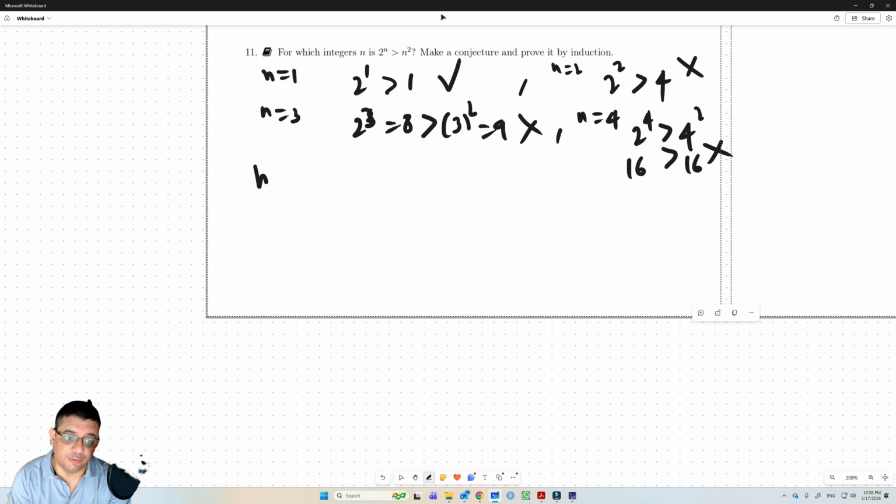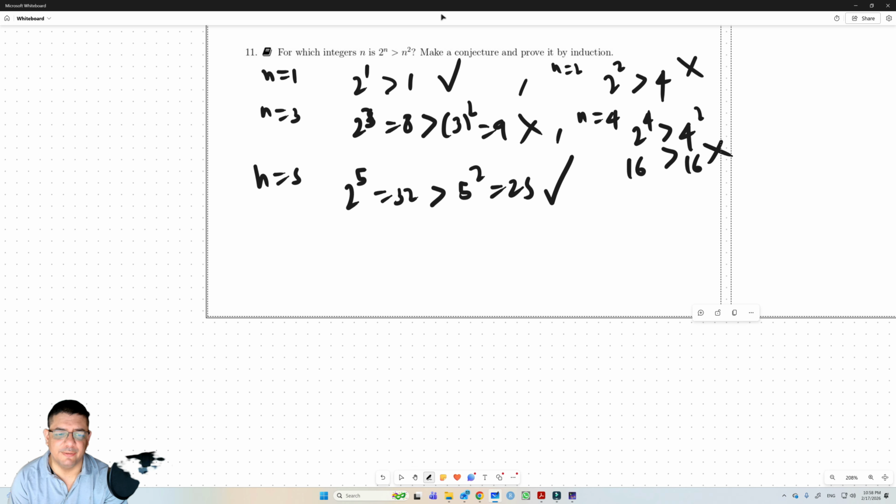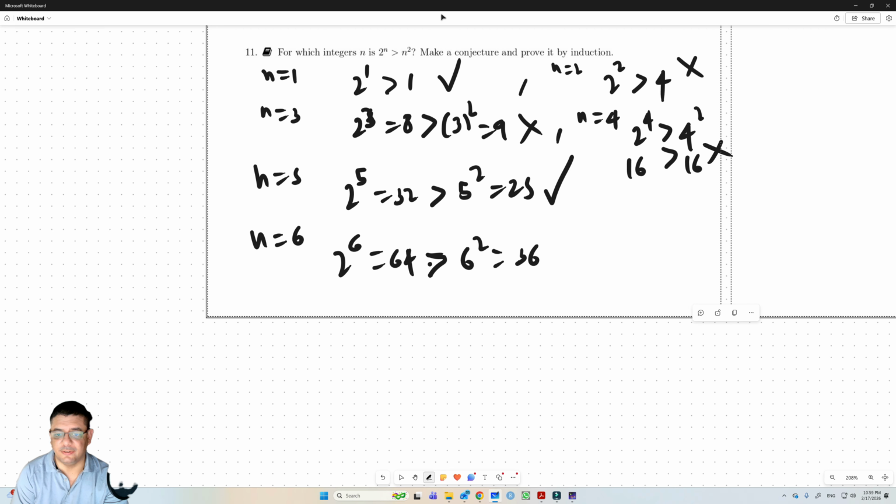Now let's go with n equals 5 and see if it changes. 2 to the 5 is 32, and that's actually going to be bigger than 5 squared, which is 25. So far, it seems like after 5, maybe it's going to work out. n equals 6: 2 to the 6 is 64, and 6 squared is 36. So it looks like after 5, we're good. So now we can say that for n bigger than 5, 2 to the n should be bigger than n squared. So we found our basis case, and we already proved that P of 5 was good.